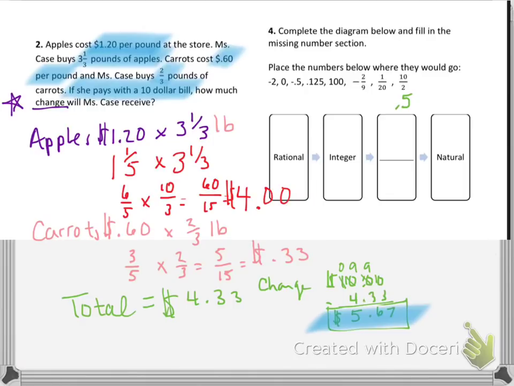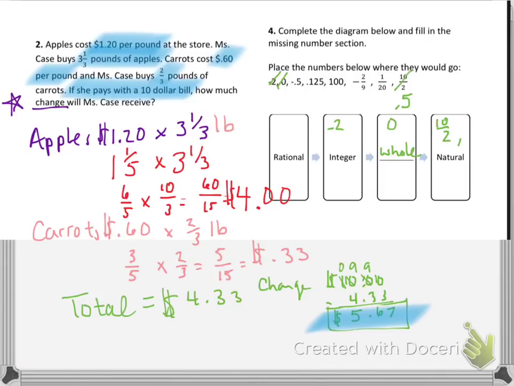So our natural numbers, so 10 over 2 is a natural number. It's 5. 0, negative 2 is not a natural number. Negative 2 is an integer. 0 is a whole number. So I get those three taken care of.